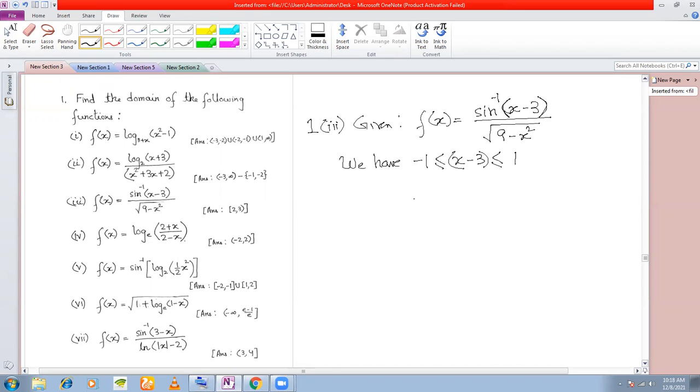So what does it give you? If this value lies between -1 and +1, what does this inequality give you? You add 3 to both sides. So what are you getting here? x lies between 2 and 4. This is what you are getting, right?